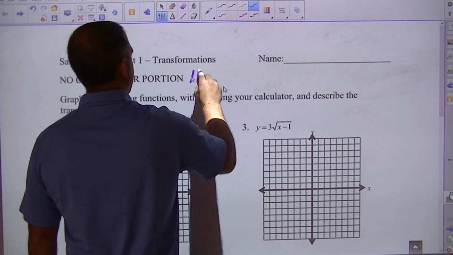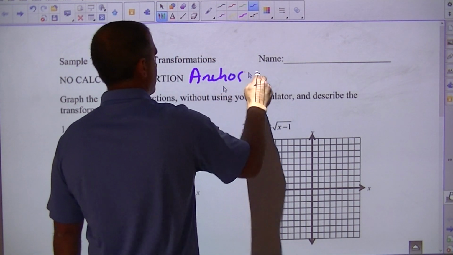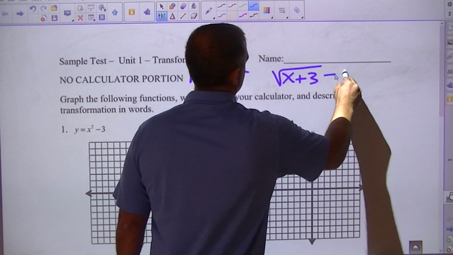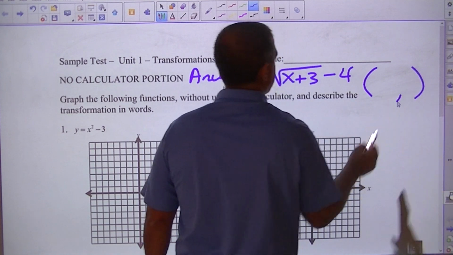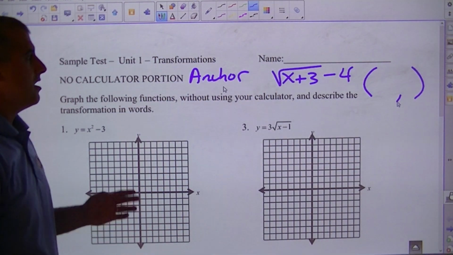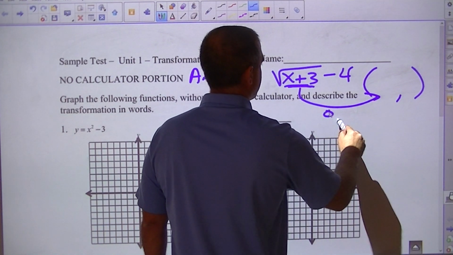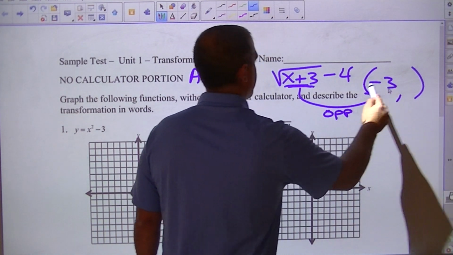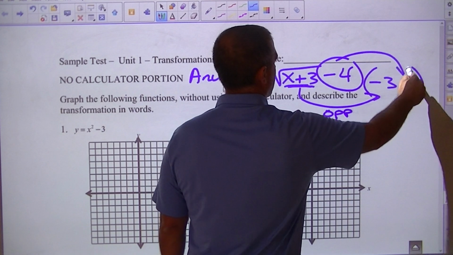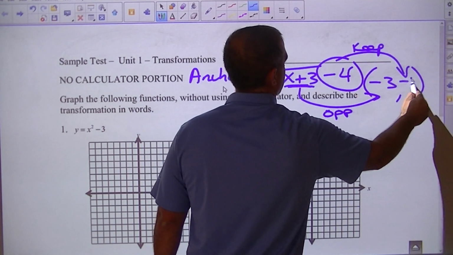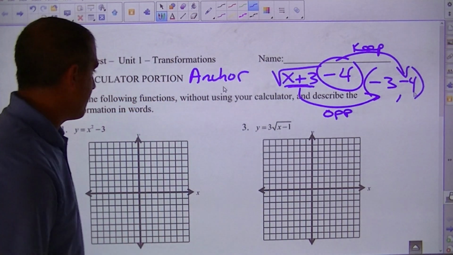All right, so if you have an anchor, with the function, let's just give a simple example. One of the big things is figuring out where you start from, and one of the big components is whatever's on the inside, that's going to go for x, and it'll be the opposite sign, so that'll be -3. Whatever is out here will go for the y, and you'll keep that sign. So that's where you start from, -3, -4.